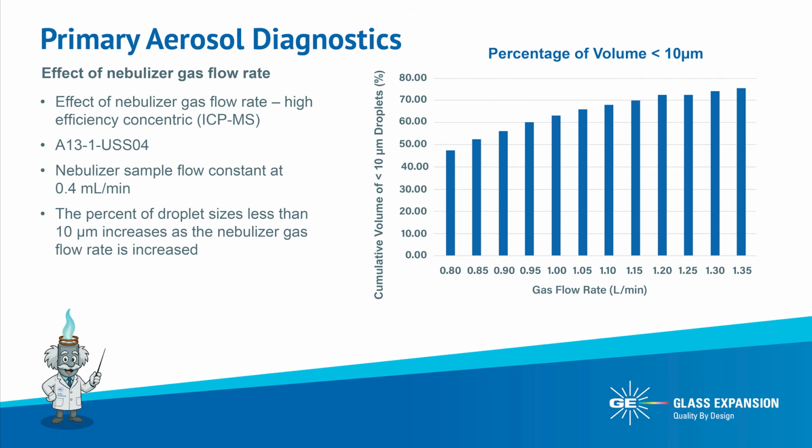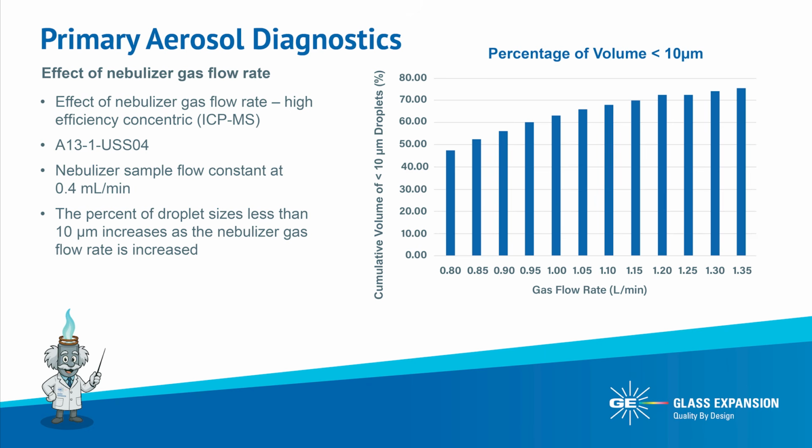Now we will use the same 1 liter per minute high-efficiency concentric nebulizer and evaluate the quality of the primary aerosol produced at a range of nebulizer gas flow rates while keeping the sample flow rate constant at 0.4 milliliters per minute. The trend shows us that the cumulative volume of droplets less than 10 microns increases as the nebulizer gas flow rate is increased, and thus the efficiency of the nebulizer increases.